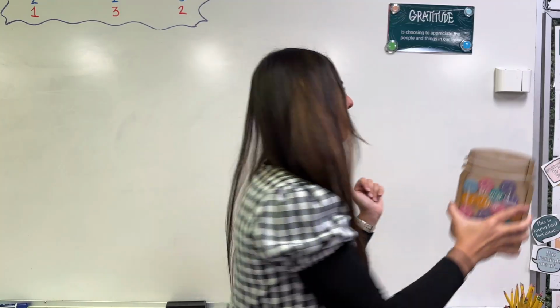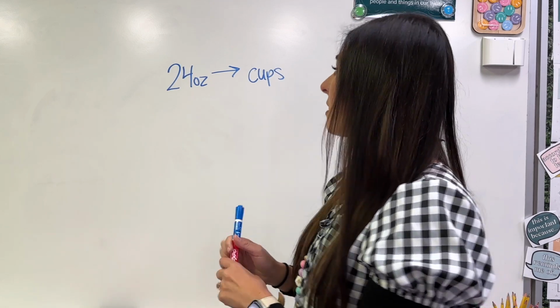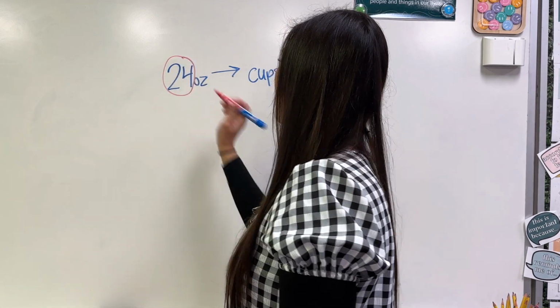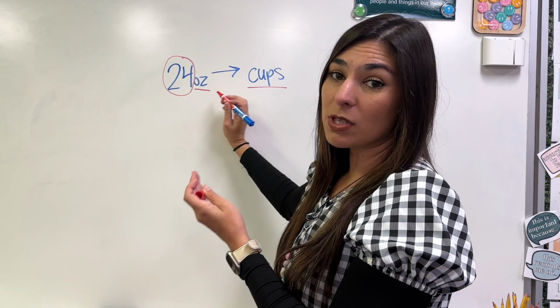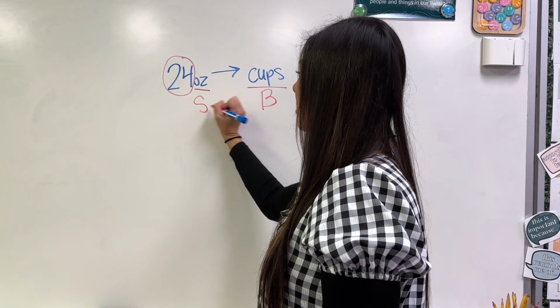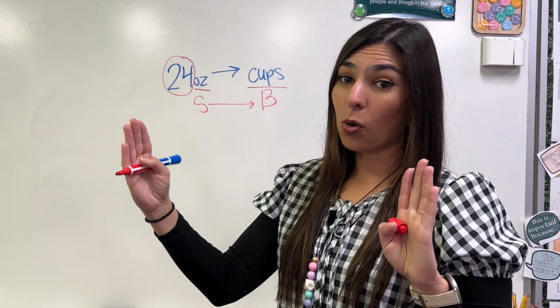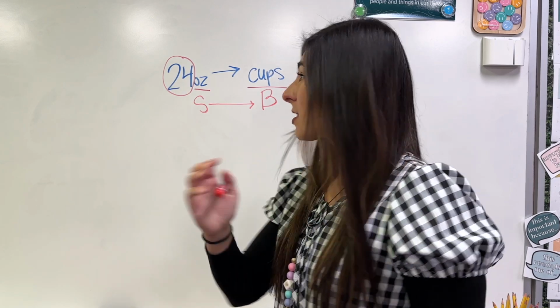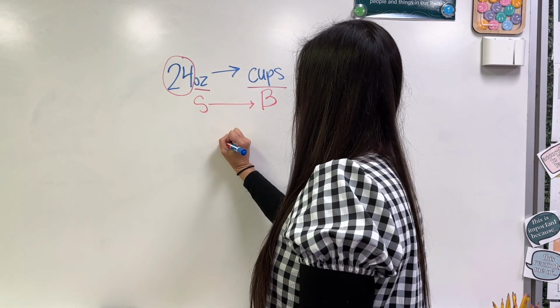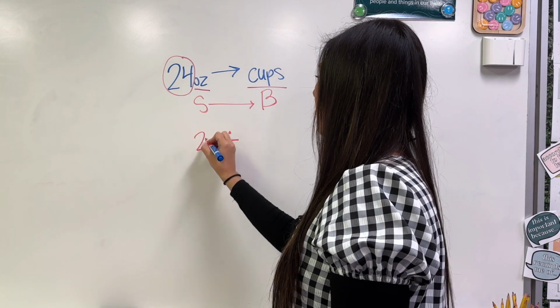So let's do a problem together. I have 24 ounces that I want to convert to cups. I'm going to take this 24, and I'm going to ask myself, which one is bigger, ounces or cups? Well, cups is bigger. Ounces is smaller, so we're going small to big, meaning fly to horse, divide, of course. So this tells me that we are going to be dividing. And I take this 24.